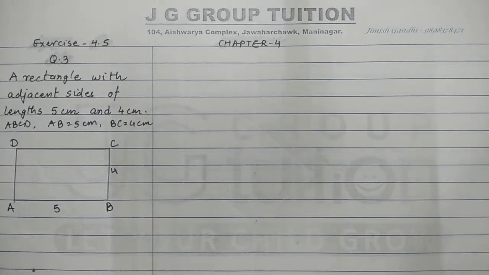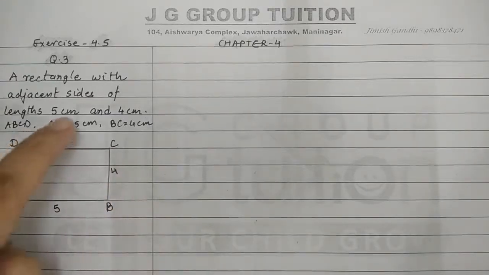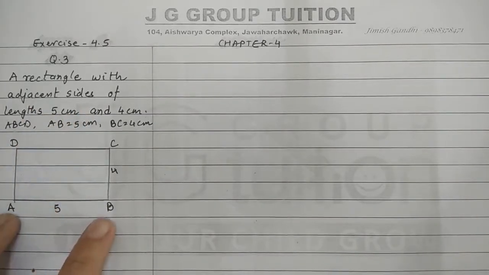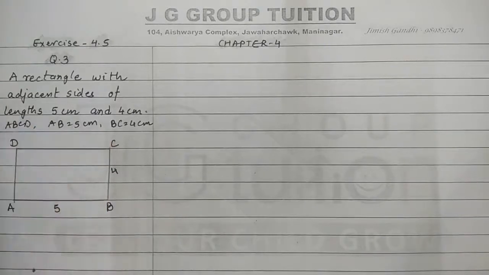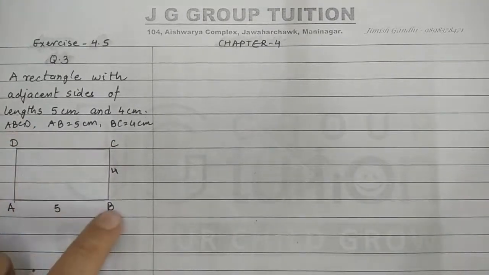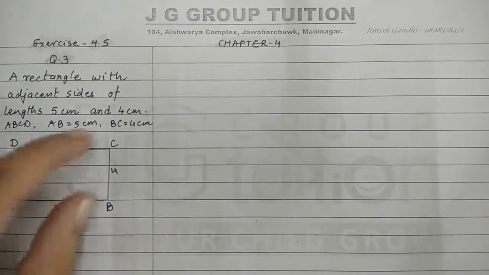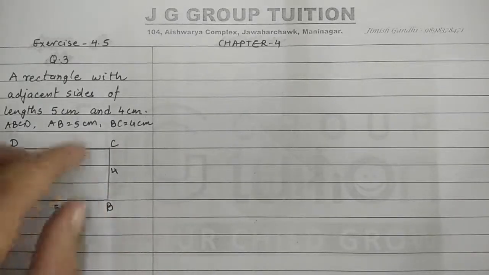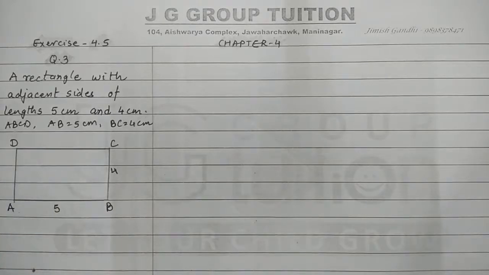Let's continue with the third question of this exercise 4.5. Here the special type of quadrilateral, a rectangle, is given. ABCD is a rectangle with the lengths of two adjacent sides given. Adjacent sides means AB, and the adjacent of AB is considered as BC as well as AD. These two are the adjacent sides which have one vertex common. AB and BC have vertex B common, so they are considered adjacent sides. These two lengths are given, and we have to construct the rectangle ABCD.